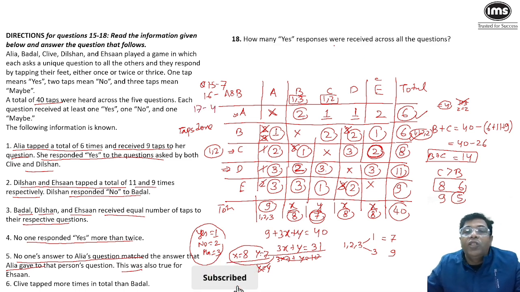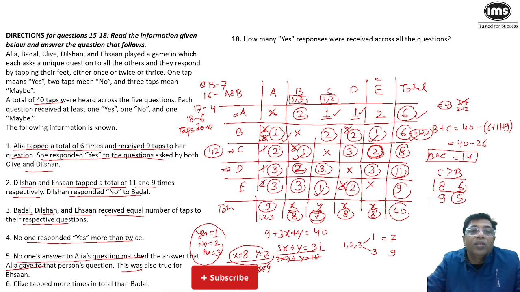How many yes responses were received across all the questions? Yes means 1. So 1, 2, 3, 4, 5, 6. We have to count all ones. So for question number 18, the answer has to be 6.